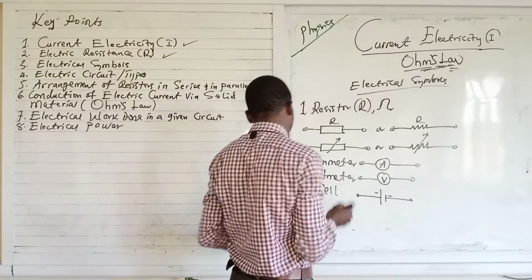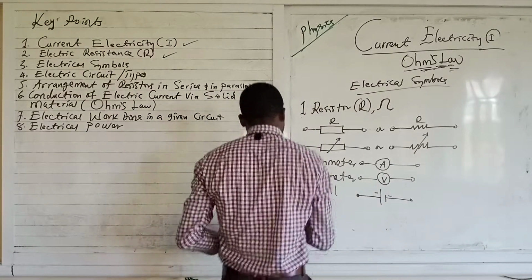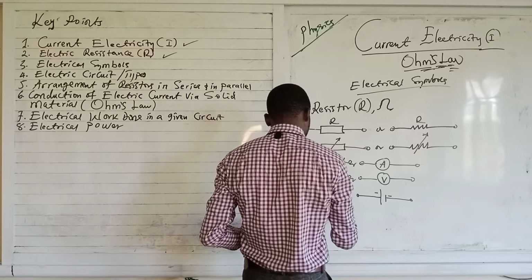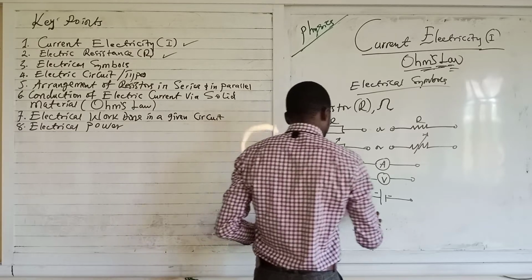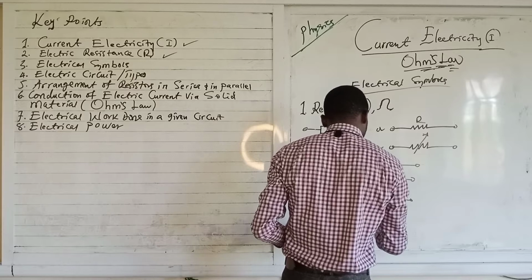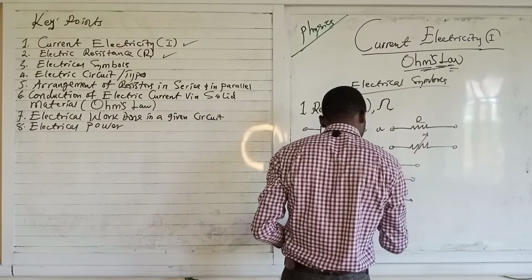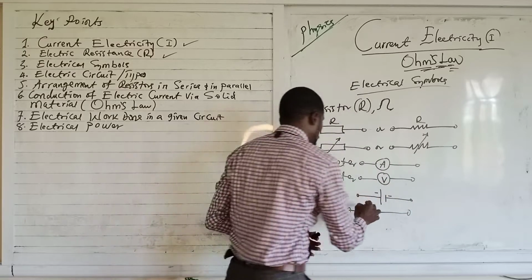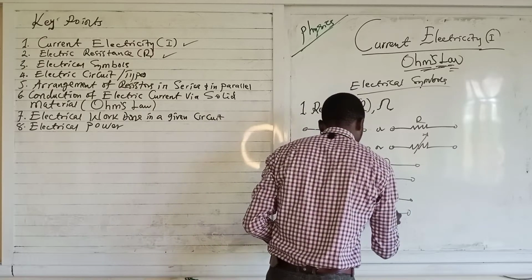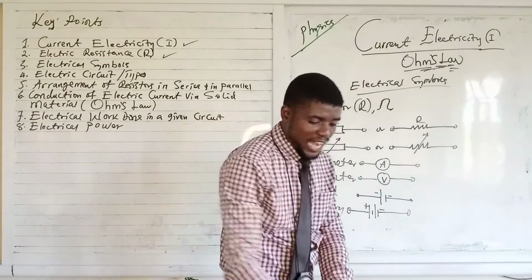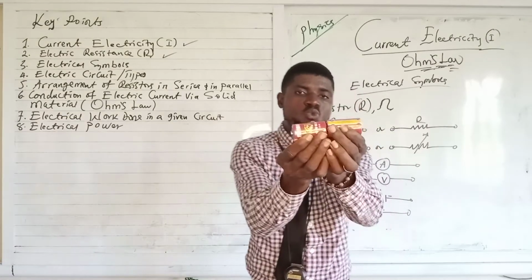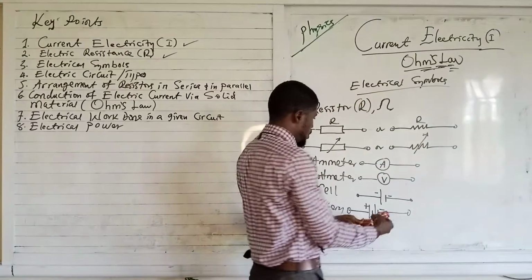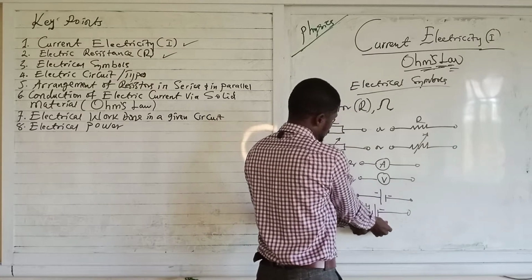The other one is the symbol for the battery. This is number 5, the symbol for the battery. It looks like this. A battery is simply the combination of 2 or more cells. So if I join these 2 like this, we call it a battery. So on the board, this is what you have.